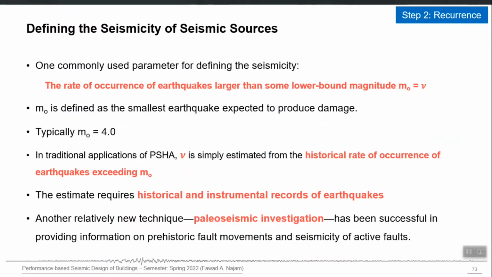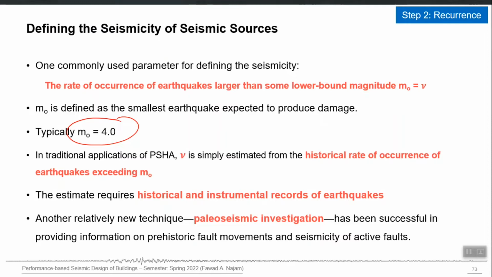So then the second step, I will quickly sweep through because time is short. Recurrence: you first select a minimum earthquake magnitude beyond which it is expected that the earthquake is going to produce some damage. Generally it is 4. We assume for structural applications that any earthquake with a magnitude more than 4, in some studies it is 5, is going to affect our structures.